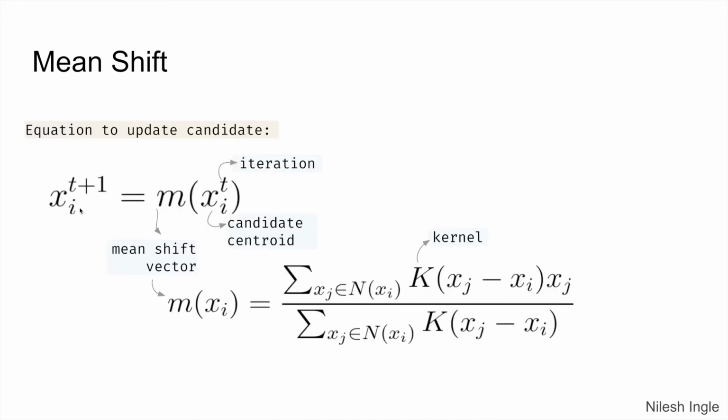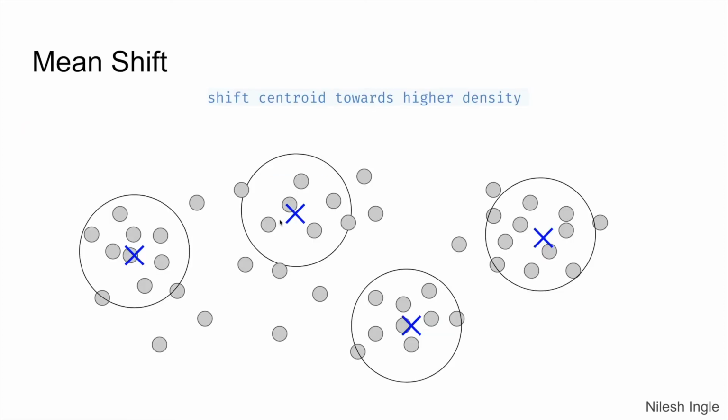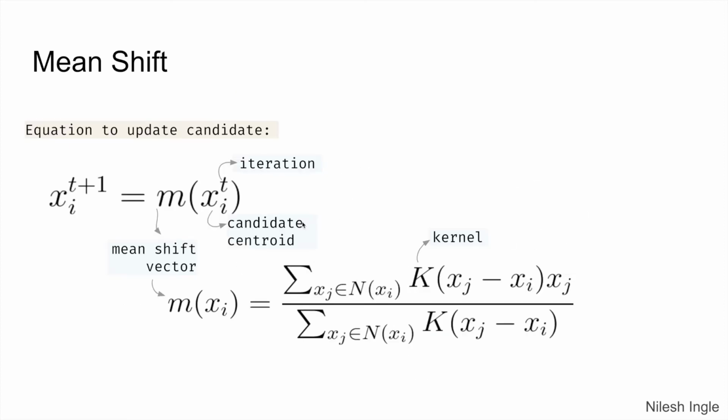And this is the mathematical equation for updating each of those candidates, which is these blue crosses shown there, by using the mean shift vector, and the mean shift vector is calculated by the relation here. It is again based on the kernel xj minus xi.